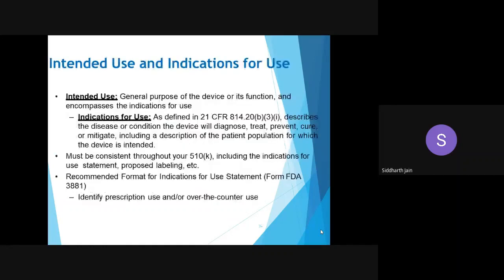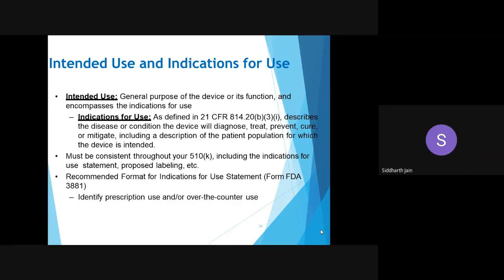Next slide. So the intended use and indication for use. Intended use means the general purpose of the device or its function, and it encompasses the indication for use. The intended use and indication for use are two different things. Most manufacturers say that intended use is the same as indication for use, but they are two different terminologies and two different things for your devices. So we have to define very clearly what the intended use is and what the indication for use is.